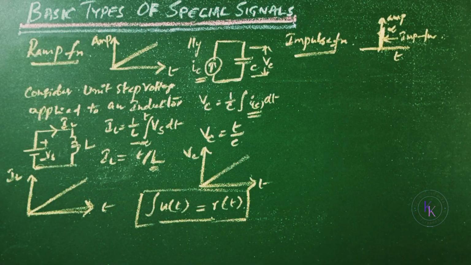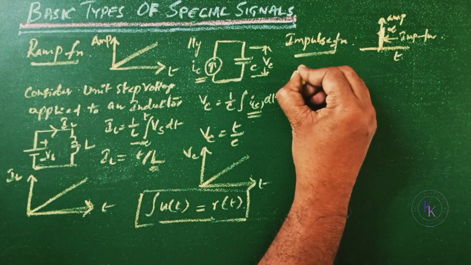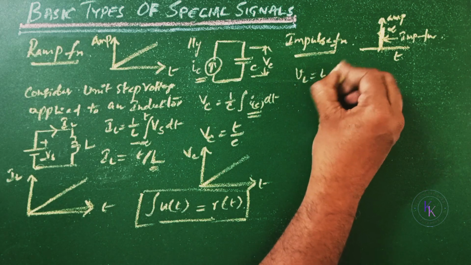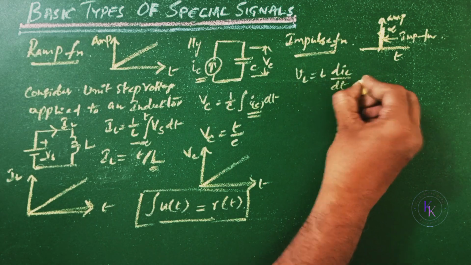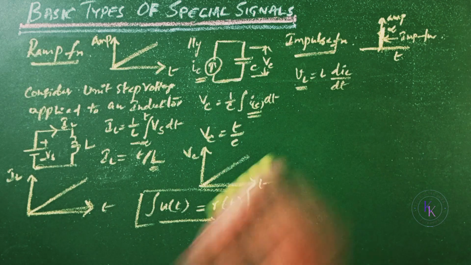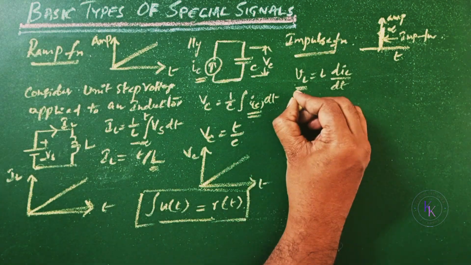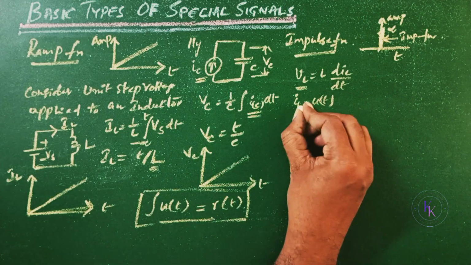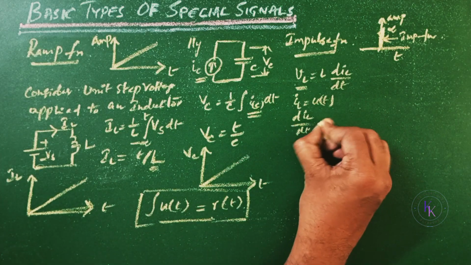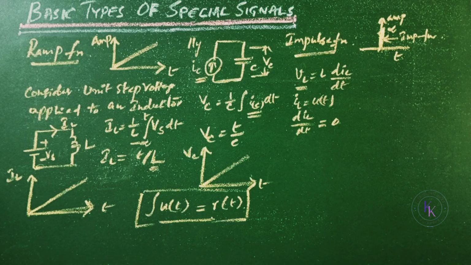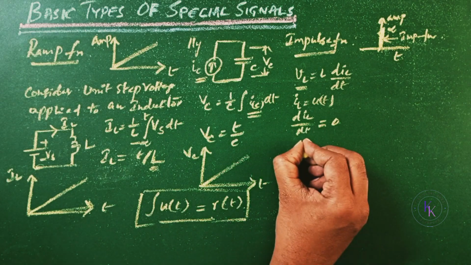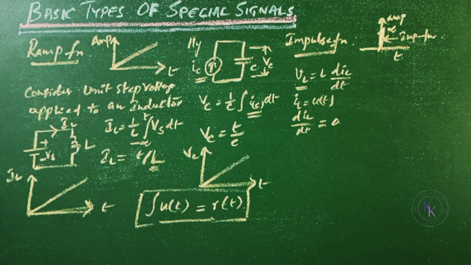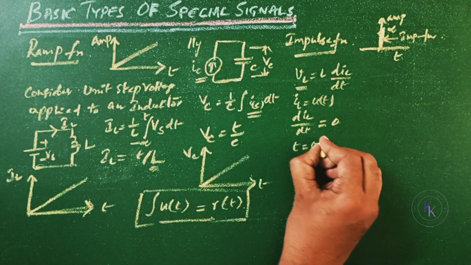When a current IL flows through an inductor, the voltage induced is given by VL equals L times dIL by dt, and this VL is directed to oppose the IL. Assume IL equals the unit step function u(t), then dIL by dt equals 0. Thus, the derivative dIL by dt is 0 for all time except t equals 0.